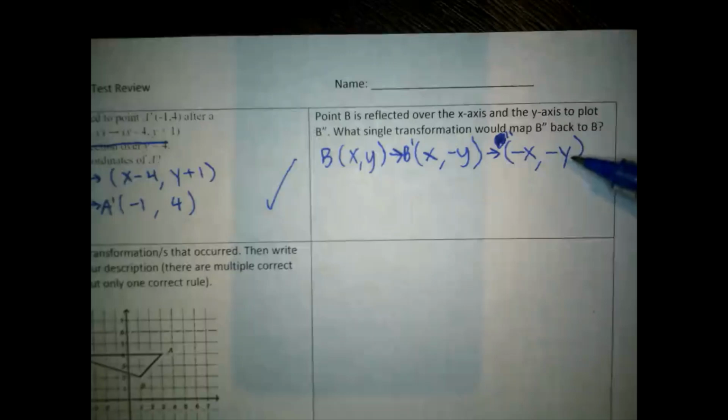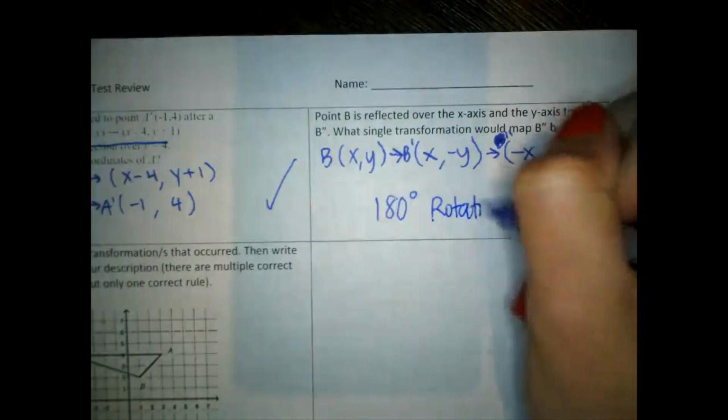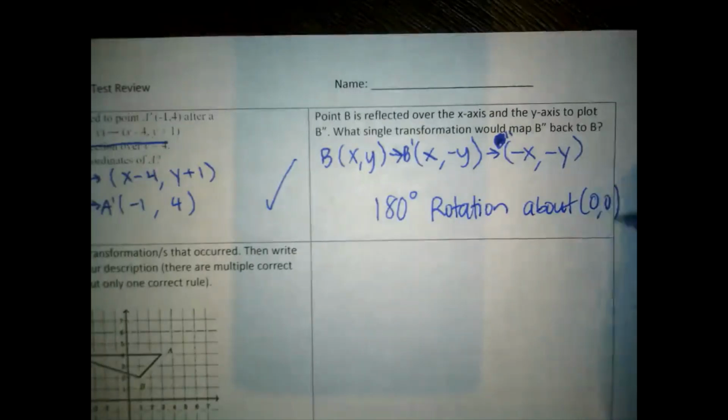Let's think about what transformation causes both the x and the y to negate at the same time. That's going to be a 180-degree rotation about 0, 0, or the origin.